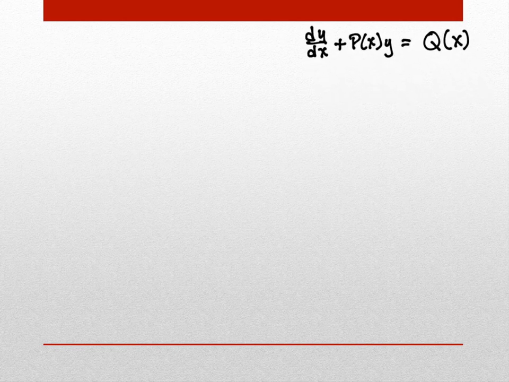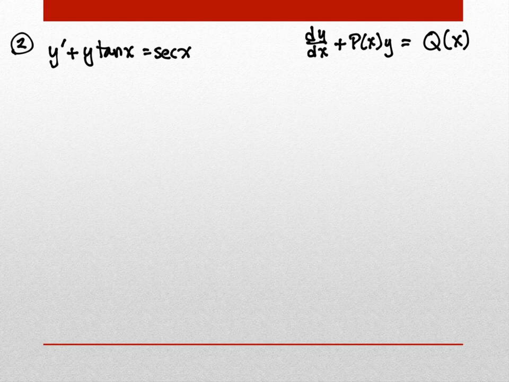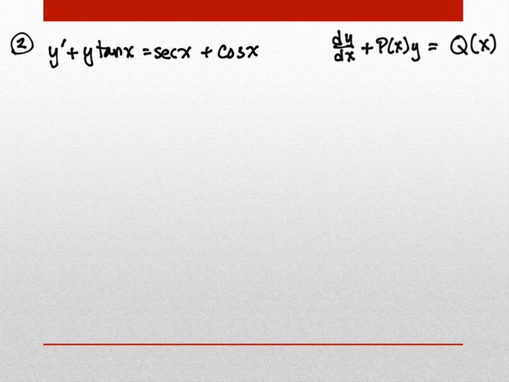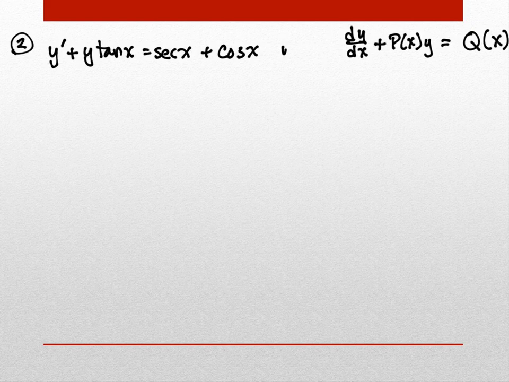All right, so our function that we're given on number 2 has these forms. It says y prime plus y tangent of x equals secant of x plus cosine of x. And it also tells us that y of 0 is equal to 1. Okay, so the left-hand side is the problem. The right-hand side is our form that we're trying to get it into.